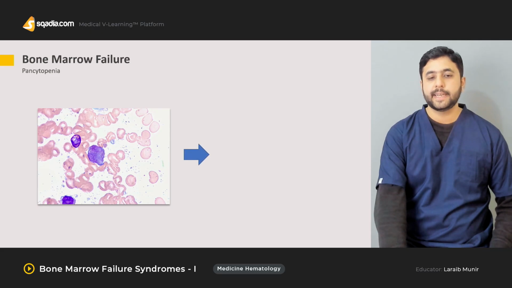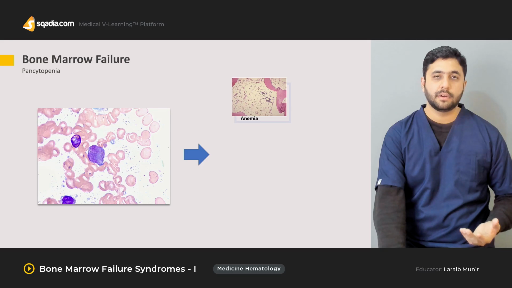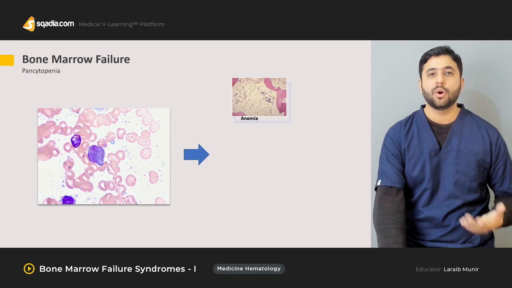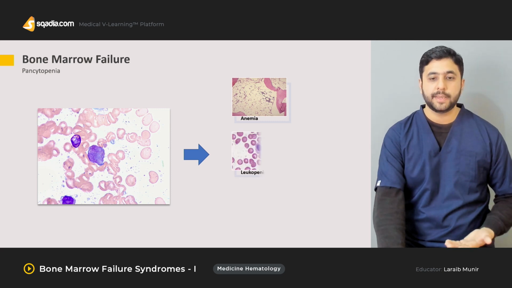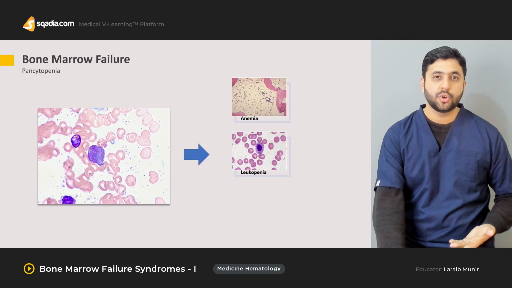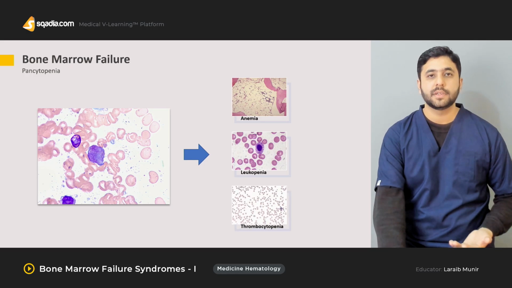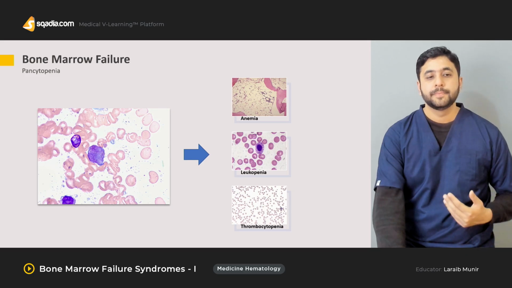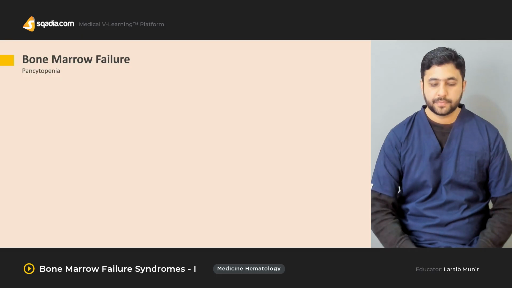So pancytopenia can generally be defined as a combination of disorders in which there is a deficient cell lineage in all the types of hematopoietic cells. So the RBCs will be low, which will lead to anemia. Then there will be leukopenia because of decreased WBC count, and thrombocytopenia because of the decreased platelet count. Now let's talk about the differential diagnosis of pancytopenia.